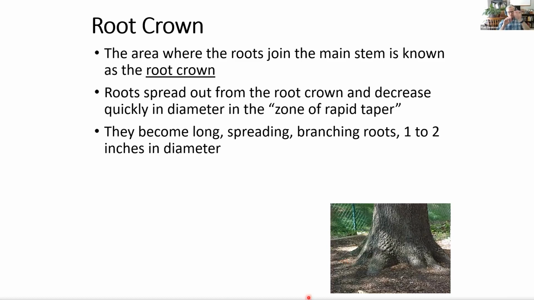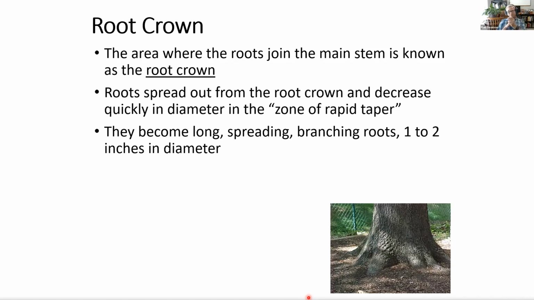On the outside of that zone of rapid taper, meaning distally away from the tree, they're going to be fairly small in diameter, 1 to 2 inches, and they can run the height or 2 or 3 times the height of the tree in all directions, or even further in some situations. And those become what we now know as tension roots.